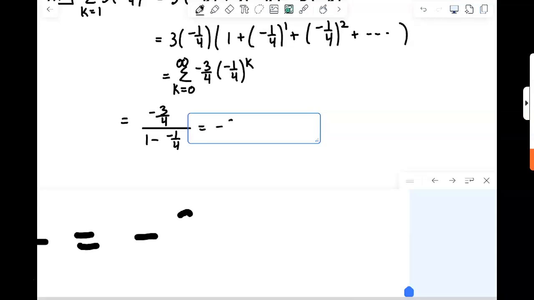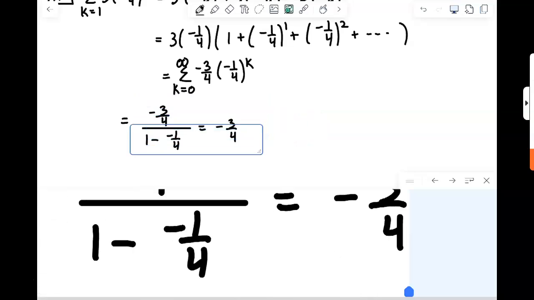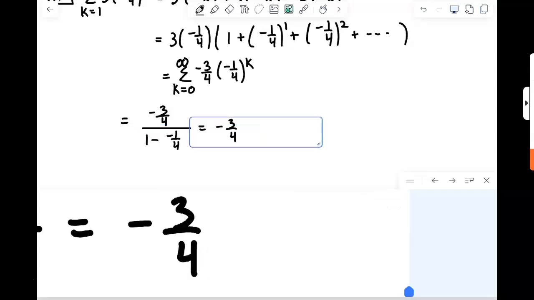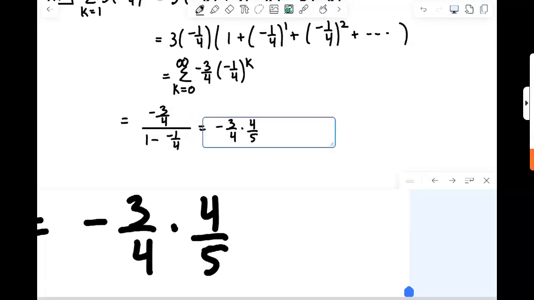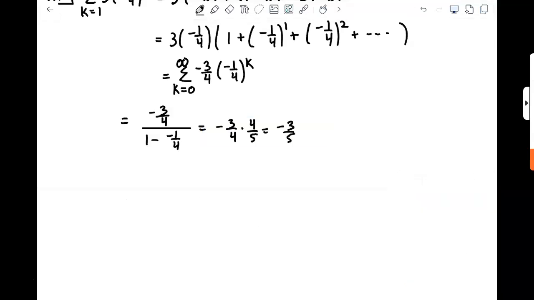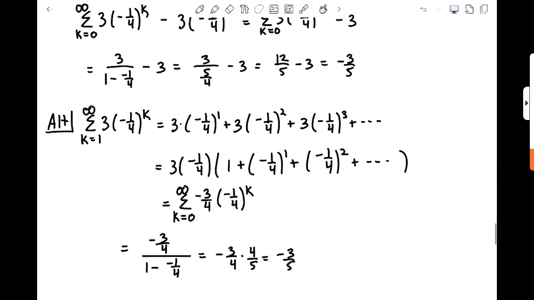Right? That would be negative 3/4 on top divided by 5/4. But dividing by 5/4 is the same as multiplying by 4/5. The 4's cancel out, and we get negative 3/5, which was the exact same answer we got when we did it the other way.